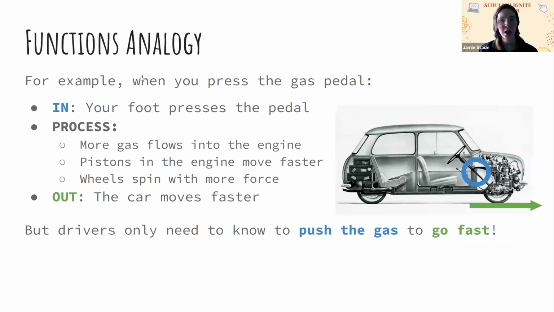And additionally, most of the time when we call a function, they will have an input and an output. So for example, pressing the gas pedal, input will happen when your foot presses the pedal. Then we have a certain process. This would be like a block of code that gets executed. In this case, it'll make more gas flow into the engine, pistons in the engine will move faster, and the wheels will spin with more force. The output then is that the car moves faster. But in this case, we don't really need to worry about the process in the middle as long as we have this input and this output that we can control.